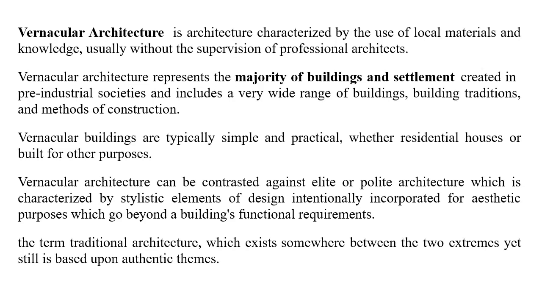In turn, traditional architecture exists somewhere between the two extremes, yet still is based on authentic themes. So vernacular architecture broadly can cover the major building materials and the knowledge base, the techniques, the traditions and the methods of construction, all put together to understand the building in a more appropriate manner in terms of the function of the buildings, the form of the buildings and the structure of the buildings. All three parameters are quite important to be understood in terms of vernacular meanings and traditions.